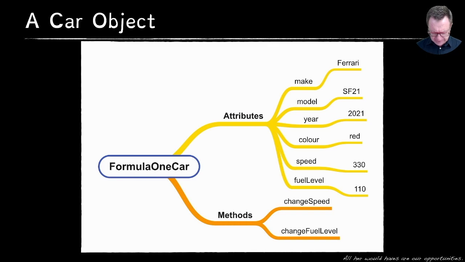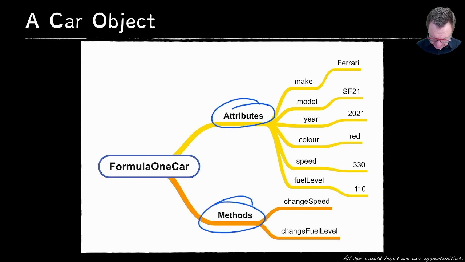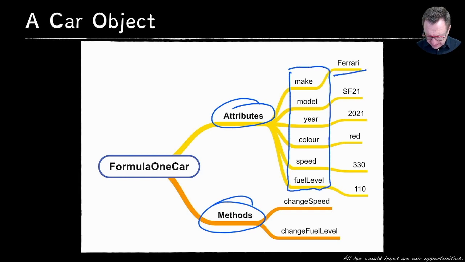Now I'm going to take it from the car to a Formula One car, with its attributes and its methods. So you notice our methods and our attributes are the same, but now we start out with our values. So the make is Ferrari, the model the SF21. The year, we've called it 2021, should be really 2022 because it's a much faster car. It's red because it's a Ferrari. Speed, 330 kilometers an hour. And we have a fuel level.